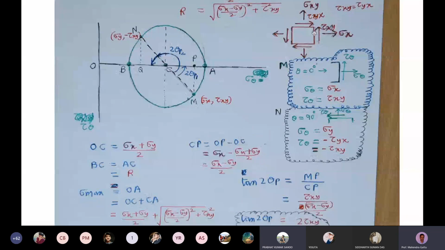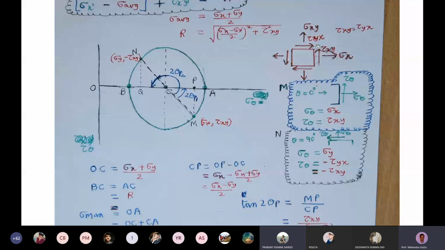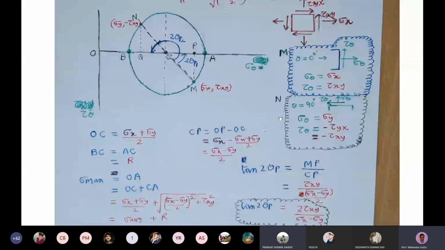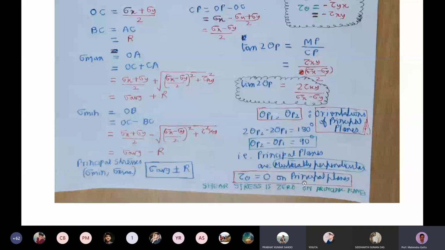With respect to this, what we have here is sigma x, sigma y, and tau xy. If we rotate the coordinates by theta p1, with x and y in mutually perpendicular directions, we will get the principal stresses. The stress element corresponding to it is the principal stress element, and the shear stresses are 0 on those principal planes, because tau theta is 0 on the principal planes.